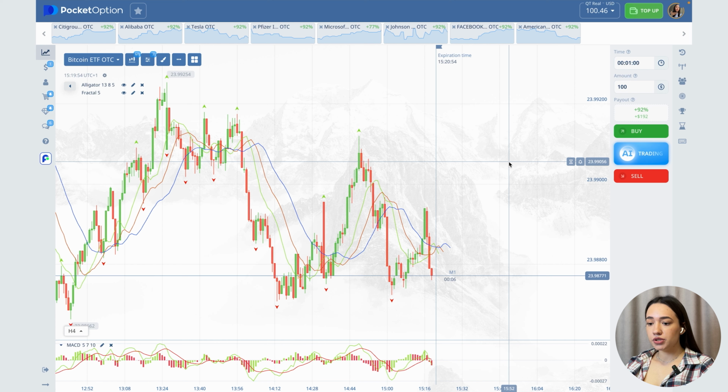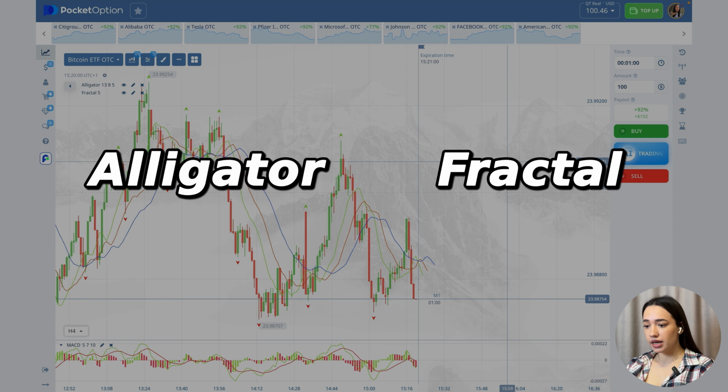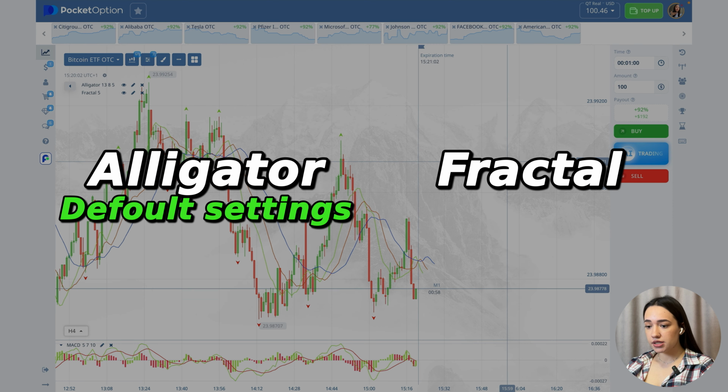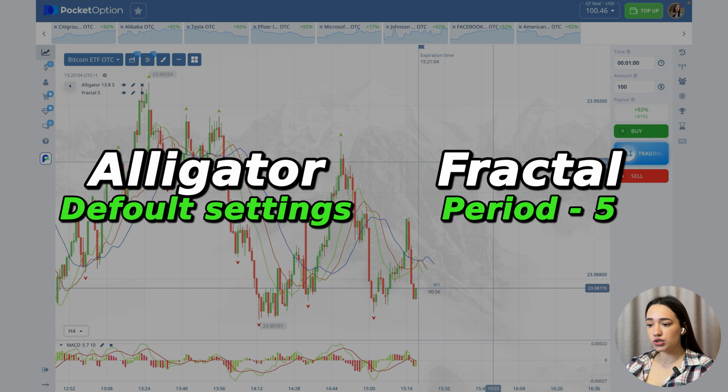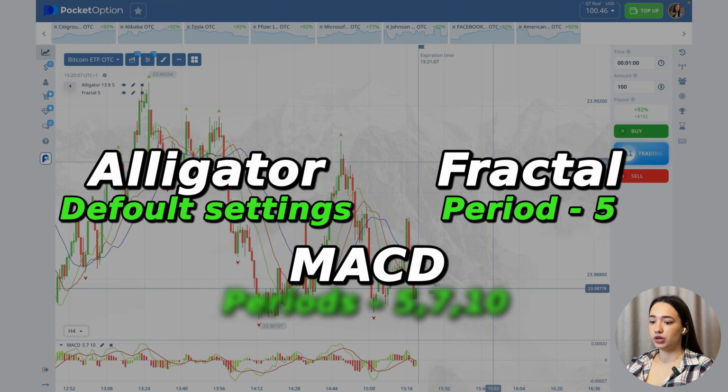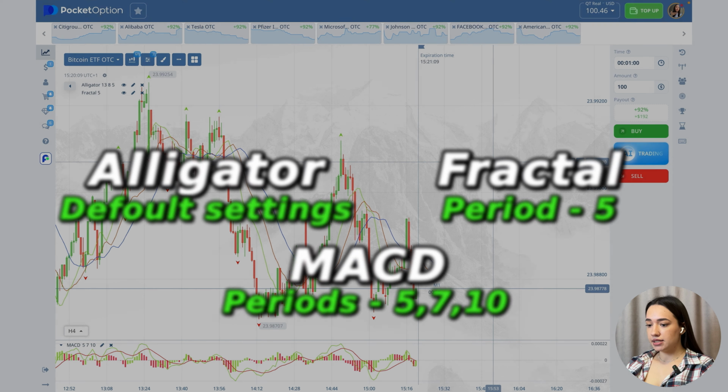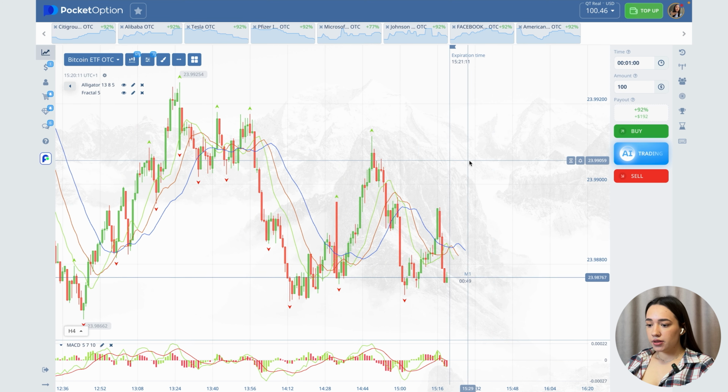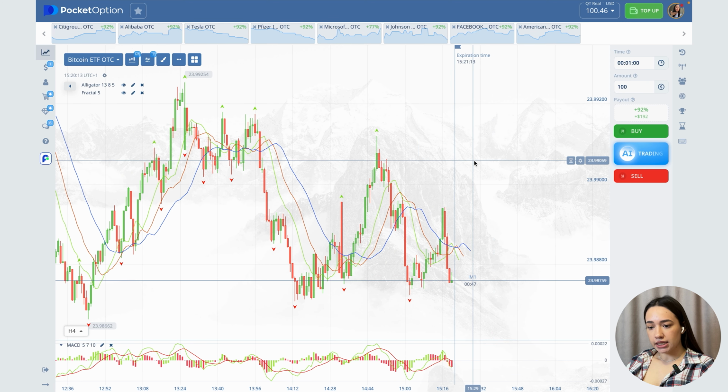Let's start with today's trading, guys, and start by looking at the indicators. This is the Alligator and Fractal. The Alligator goes with default settings, the Fractal goes with period 5, and the MACD oscillator goes with periods 5, 7, and 10. So today, the main role will be played by the Alligator.